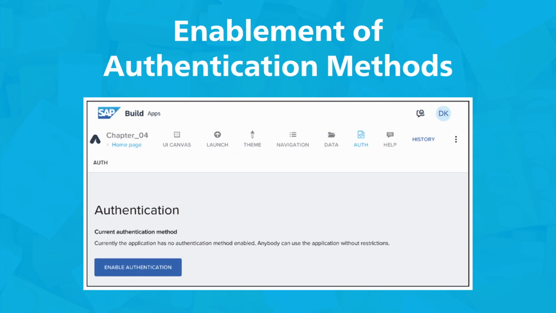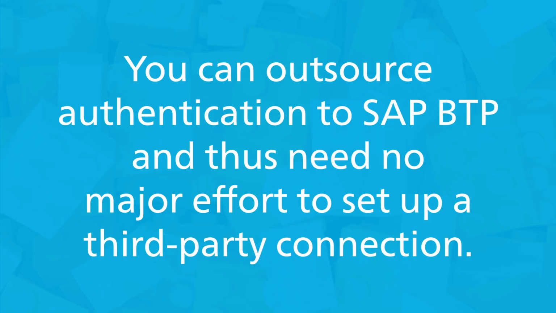An application developed with SAP Build Apps is generally accessible without any restrictions after deployment. However, if you want to use authentication methods in the app itself and thus also check access within the web application again, you can activate these methods in the Auth menu tab. The SAP Build Apps service in SAP BTP also has advantages when it comes to authentication compared to Community Edition. You can outsource authentication to SAP BTP and thus need no major effort to set up a third-party connection.